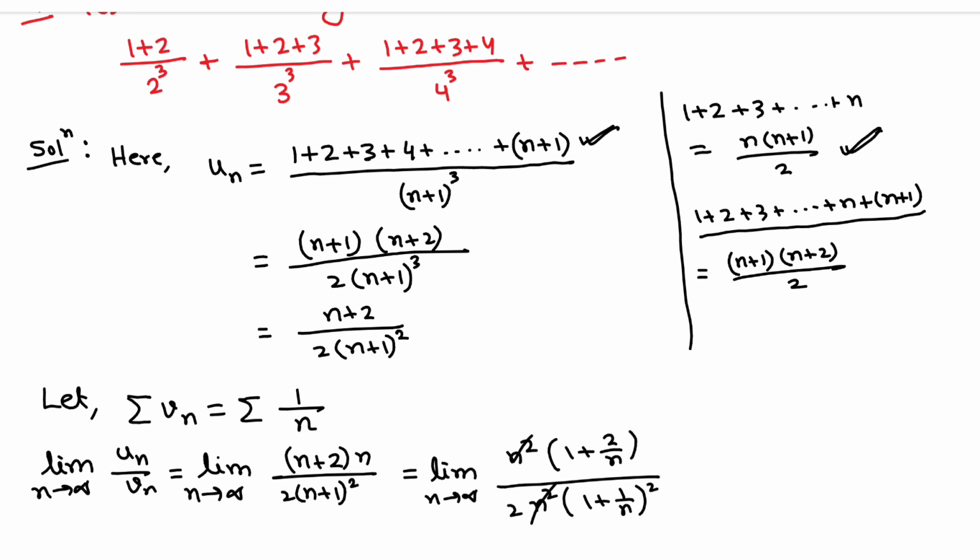Now put n tends to infinity. When n tends to infinity, this will be 1 plus 0 divided by 2 into (1 plus 0) whole square. That means you are getting half, and half is obviously a non-zero finite number. Let me write the symbol: this is not equal to 0. So according to the comparison test, un and vn both converge or diverge together. And we know what vn is: summation 1 by n.